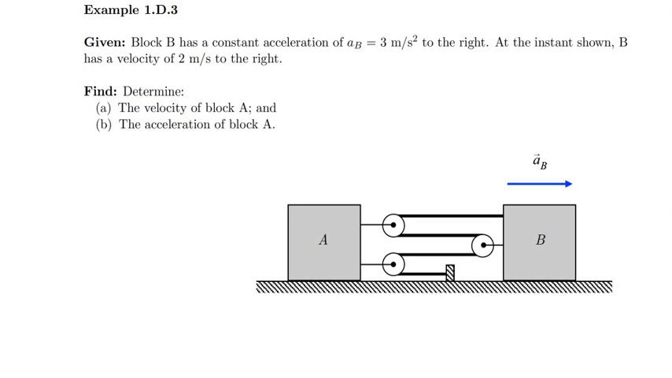The basic idea here is that the cable or rope connecting, in this case, blocks A and B, is of constant length, and thus we can use that fact to get information about the relative speeds or relative velocities as well as relative accelerations of the blocks.